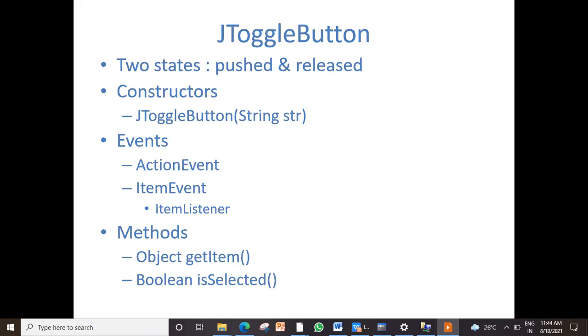Toggle button can be created again with a string parameter. Same methods, set text, get text, and all that, set icon is there. Event is action event as well as item event. Whenever selection comes on and off, like checkbox and all, remember item event also will be associated. Clear? Action event because it is a button. So any of the three user can use.